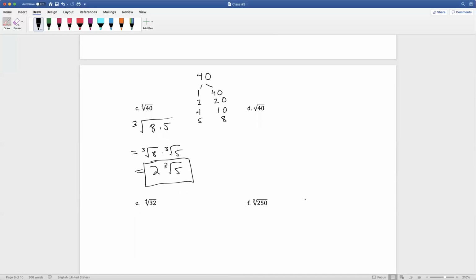Other examples, I would like for you now to see if you can pause at D and see what you can do in regards to simplifying the square root of 40.